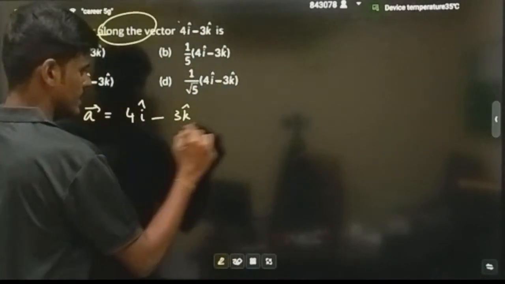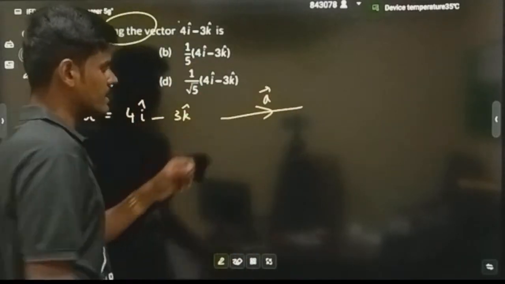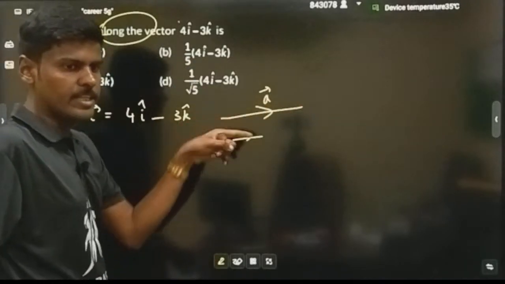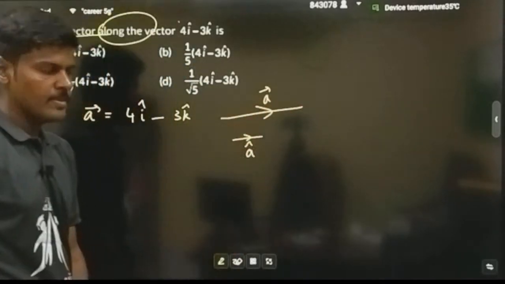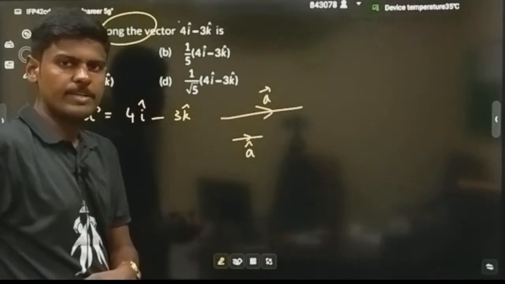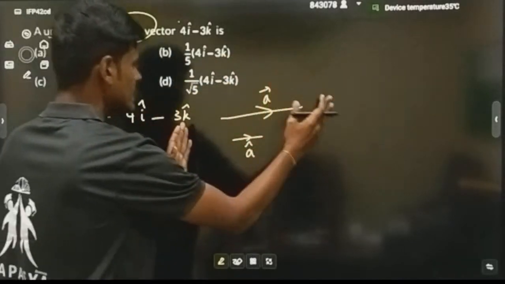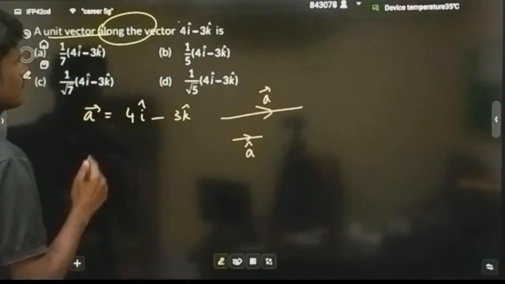Along the vector means, let's take A vector in this direction, we have to find a vector in the same direction with magnitude 1. That is given by A cap. And what is A cap? We just have to divide by the magnitude to get the unit vector. Direction remains the same, yes or no? So just calculate the magnitude of this vector and divide by the magnitude.